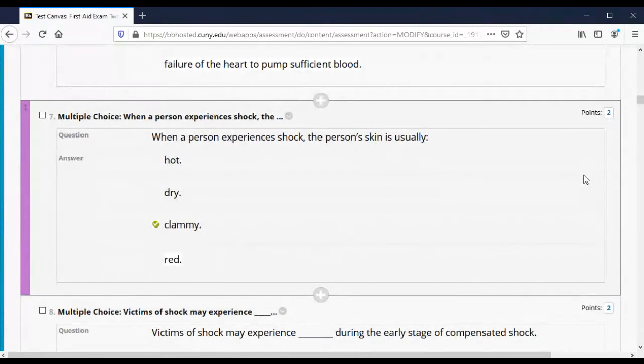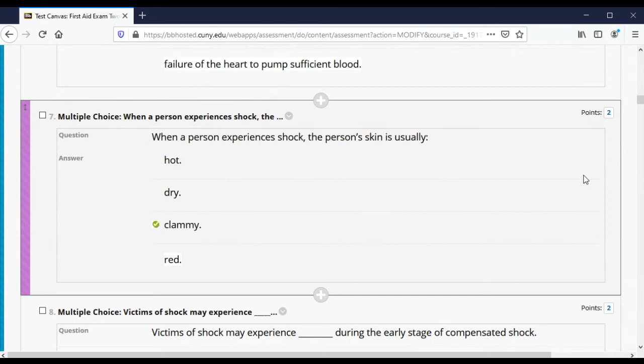When a person experiences shock, the person's skin is usually, and the most common word we would use would be clammy, very pale and sweaty and cold to the touch. And the reason for that is when a person is developing shock, when they're losing perfusion, the first organ to sense loss of perfusion is the brain. The body will sacrifice every other organ system to salvage the brain. And one of the first organs that's taken away from is the integumentary system, or the skin.